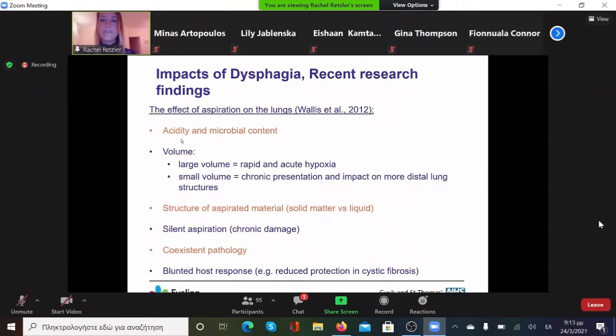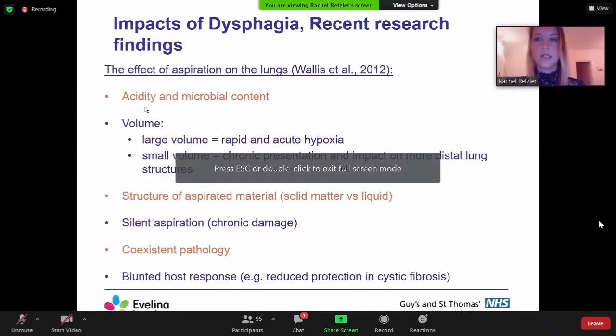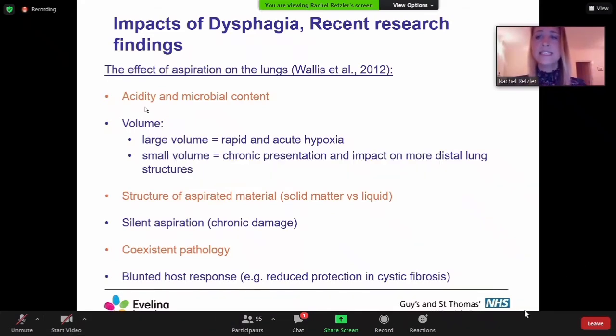Well, in the effect of aspiration on the lungs from Wallace et al. in 2012, it was noted it's important to keep in mind the acidity and microbial content, as alkaline saliva contains oral bacteria flora, and in vulnerable children with neurodevelopmental delay, poor oral and dental hygiene can result in an increased risk of aspiration pneumonia with anaerobic organisms.